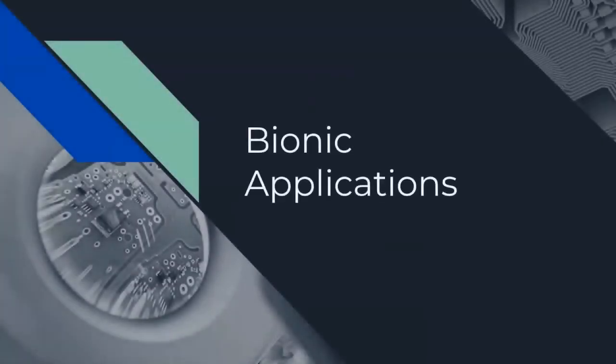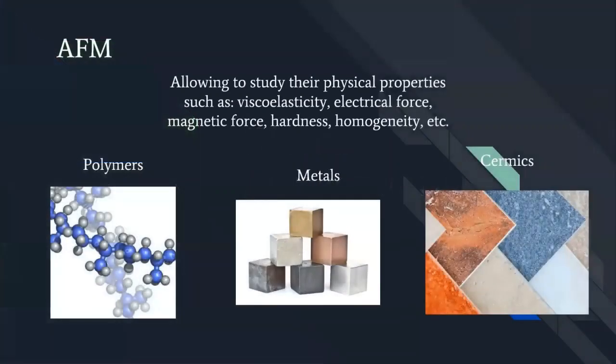To talk to you about the bionic applications. So the AFM allows us to study the microstructure of materials, allowing us to study their physical properties such as viscoelasticity, electrical force, magnetic force, hardness, homogeneity, etc. This allows the AFM to study mainly four types of samples: polymers, ceramics, metals, and biological.